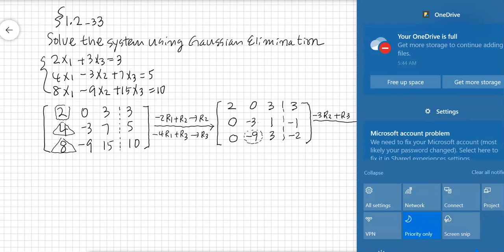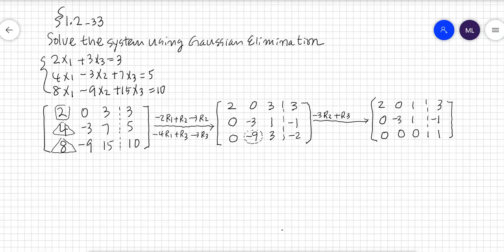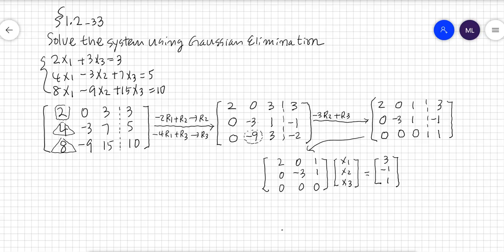Now, if you look at the very last term, what is the meaning of that? The meaning of that is the matrix 2, 0, 0, 0, negative 3, 0, 1, 1, 0 times x1, x2, x3 equals 3, negative 1, and 1. That is the meaning of this.